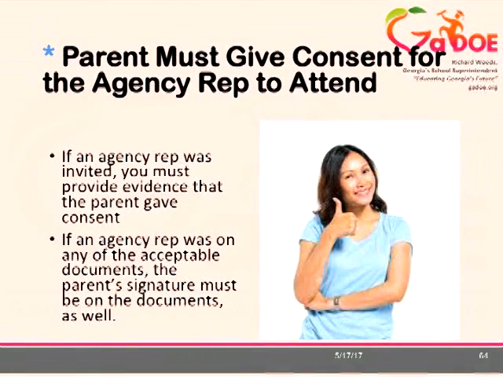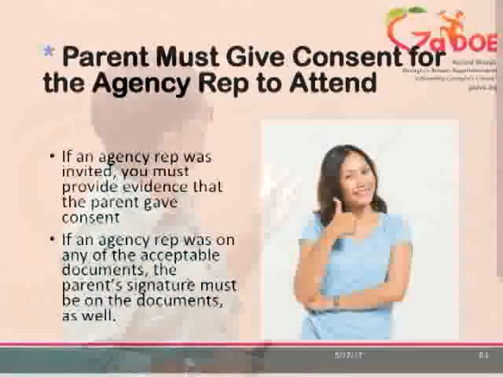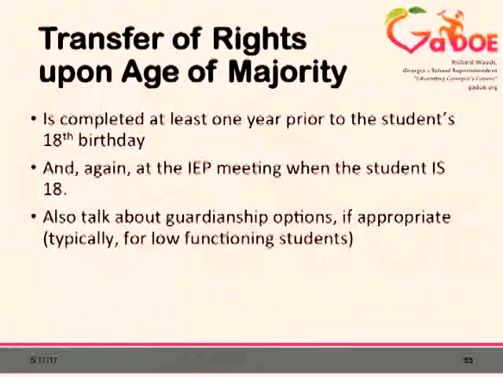And then number 10 on that documentation checklist says that the parent must give consent if an agency rep was invited. So you show this by showing that the agency rep was invited and that the parent somehow signed that page, or there's a check box that was checked that says, I understand this agency rep may be here. However your district does that is fine.